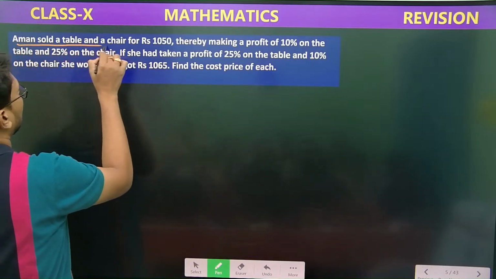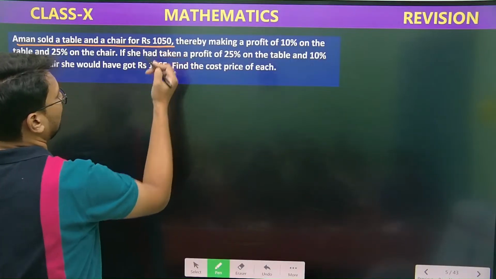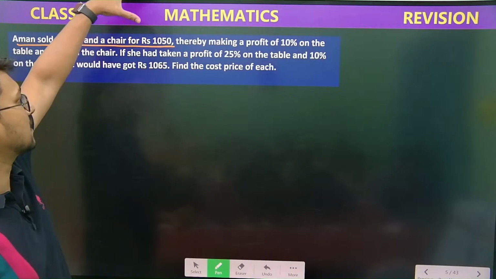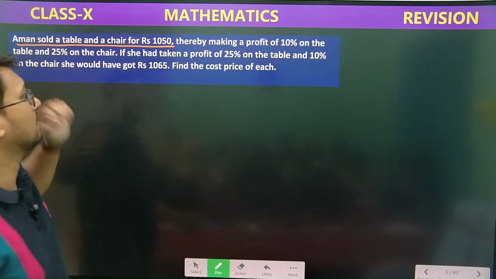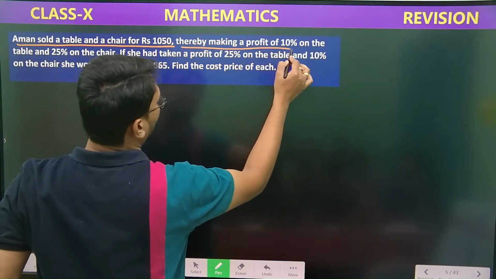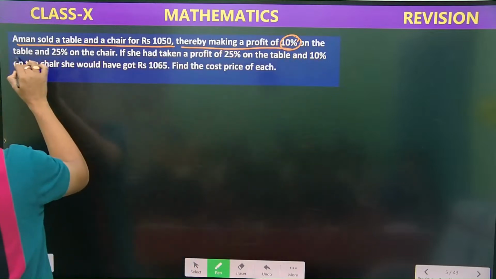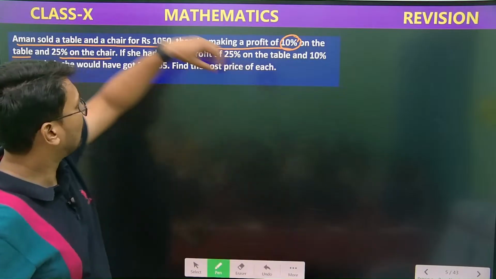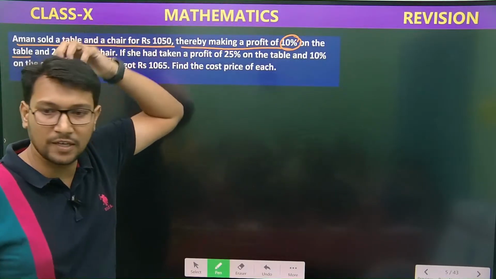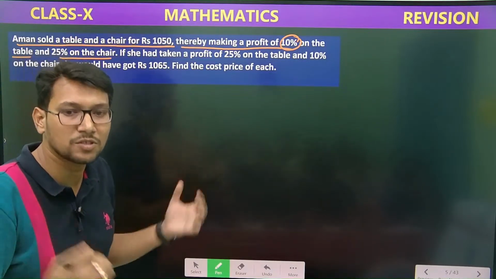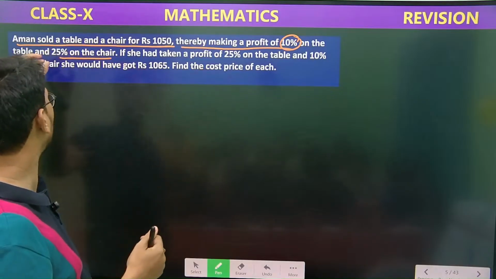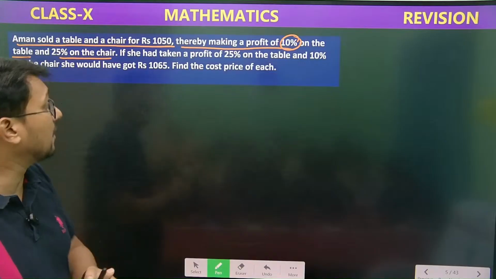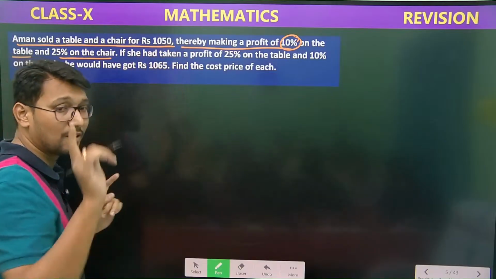Aman sold a table and chair for 1050. Means he has already sold both the two articles, so the total selling price is 1050, thereby making a profit of 10% on the table and 25% on the chair. So while selling, he got a profit on the table of 10%, and on the chair 25%. So this is the first condition.